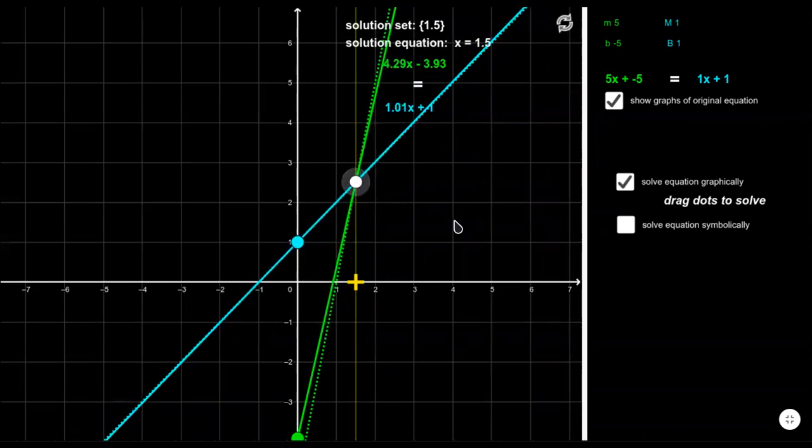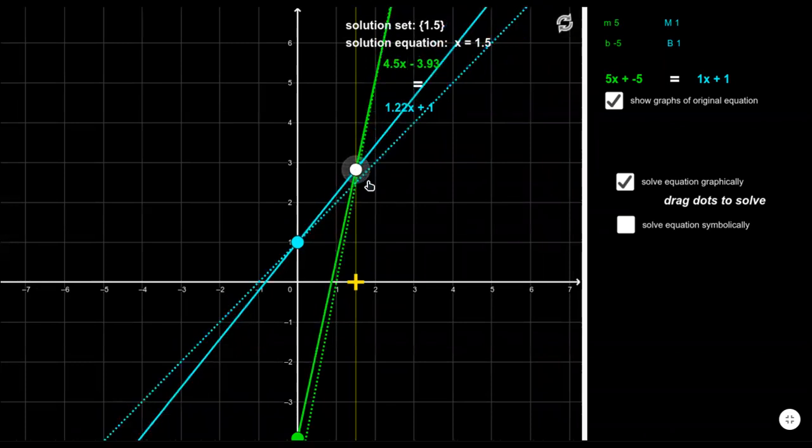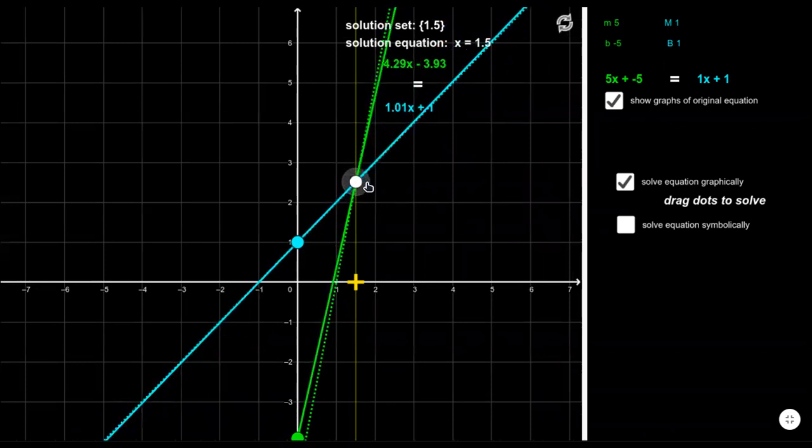So for this activity, the point is that you can adjust, or you can make these solid lines coincide with the dotted lines. Once they coincide, or we make them coincide, then it will provide the solution. So that is the simple basic idea of this activity.